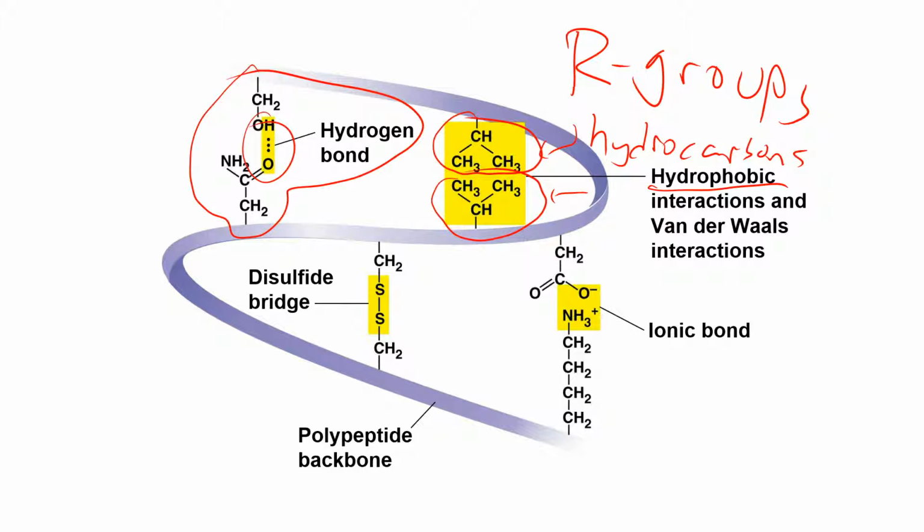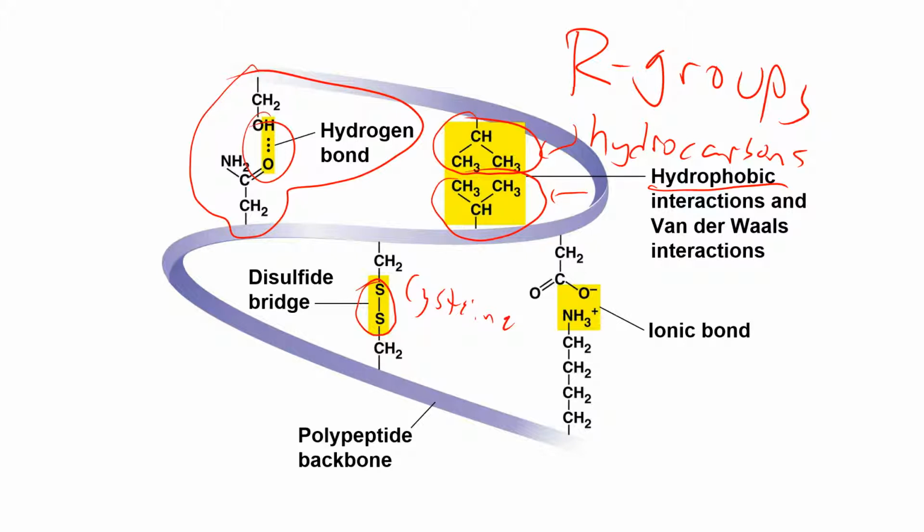Here you have two cysteine amino acids. Now, cysteine is really cool because it has sulfur as a component of its R group. You can actually have these two sulfur atoms from two different cysteine amino acids form a bridge, a disulfide bridge, which is a covalent bond.